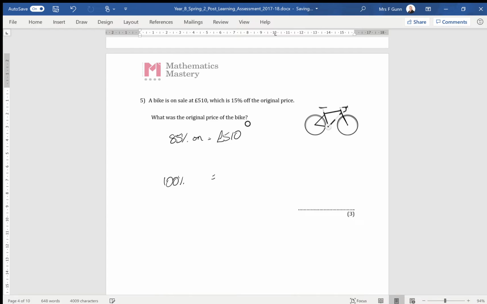Okay, I could take this down to 1%. I'm going to take it down to 5. So divide by 17. 510 divided by 17 is 30. Then I'm going to times by 20. £600. That's it.